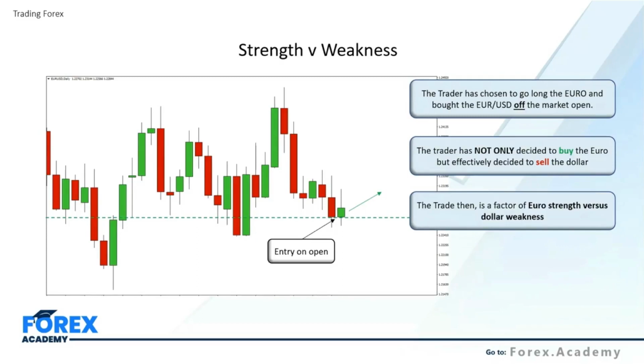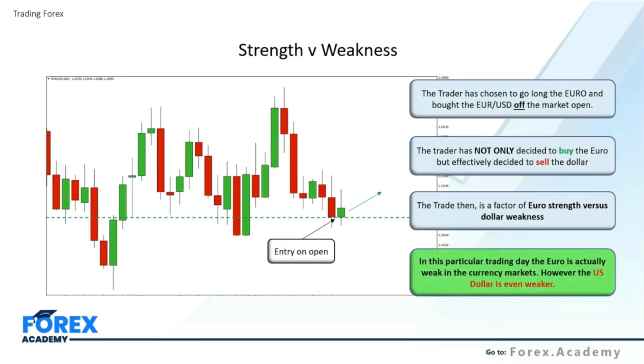Now, basically what that means is when the market opens, they're buying the market just off the market open. The trader has not only decided to buy the euro, but effectively decided to sell the dollar. You're effectively taking two theoretical positions here. You're looking to buy the euro, but you're looking to sell the dollar. Again, you're looking to sell the dollar against the euro and buy the euro against the dollar. So it has a different dimension to the trade. The trade then is a factor of euro strength versus dollar weakness.